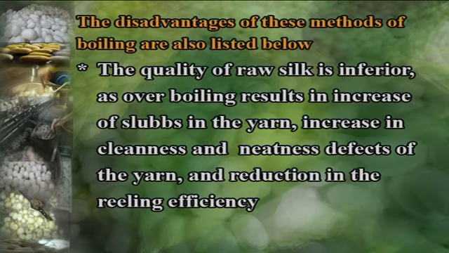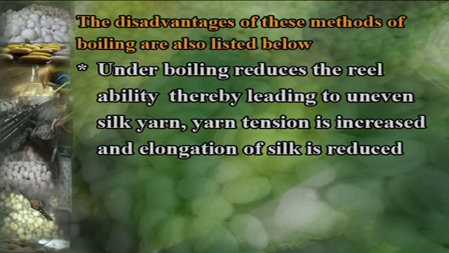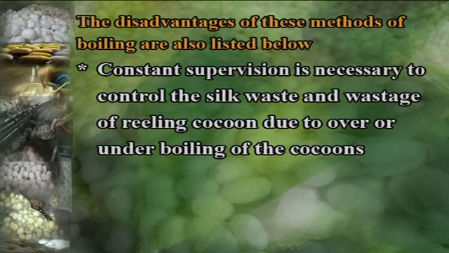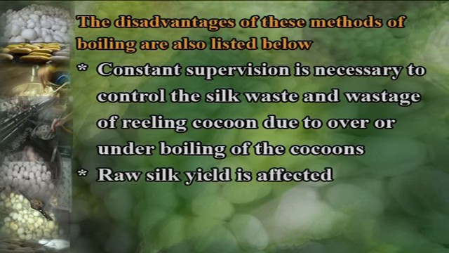as overboiling results in the increase of slubs in the yarn, increase in the cleanness and neatness defects of the yarn, and reduction in the reeling efficiency. Underboiling reduces the reelability, thereby leading to uneven silk yarn. Yarn tension is increased and elongation of the yarn is reduced. Constant supervision is necessary to control the silk waste, and wastage of reeling cocoon is due to over or under boiling of the cocoons. Raw silk yield is affected.